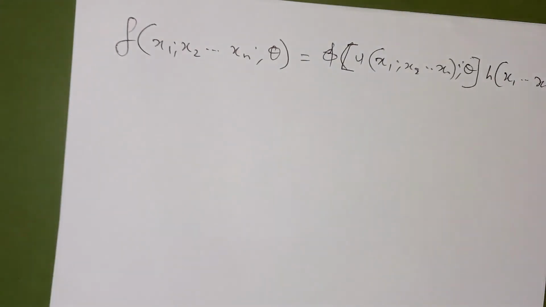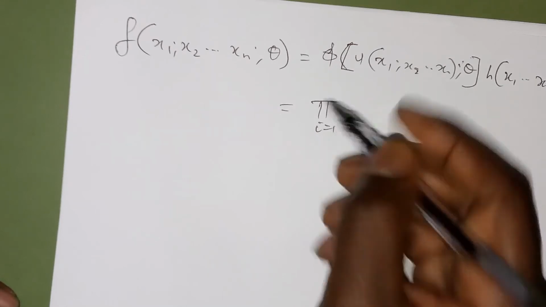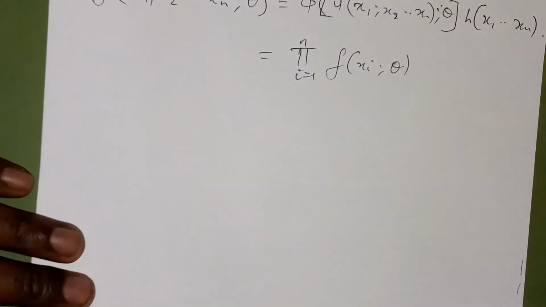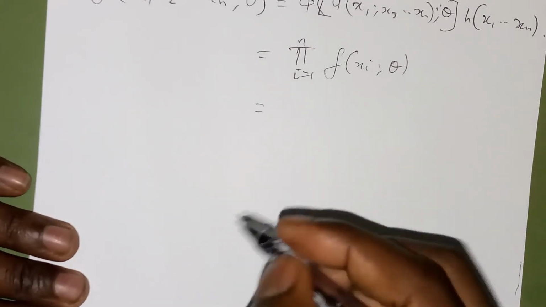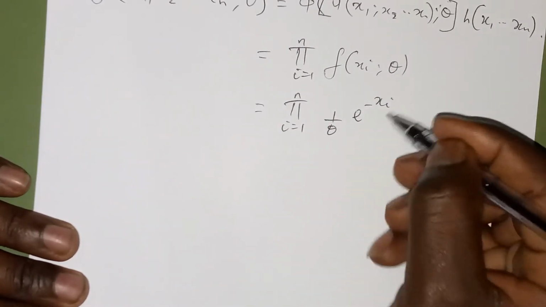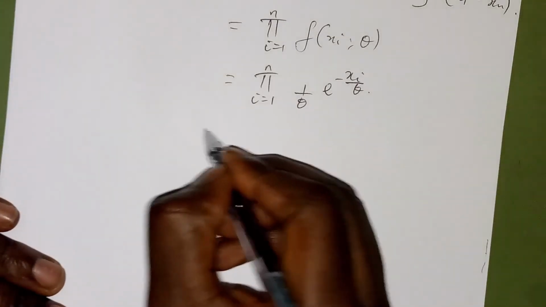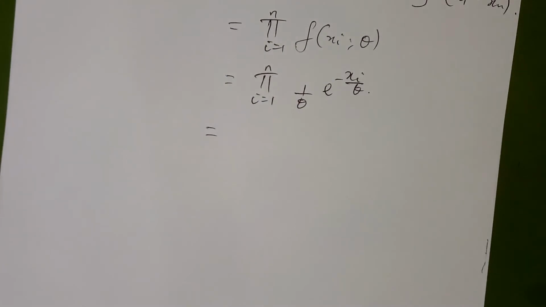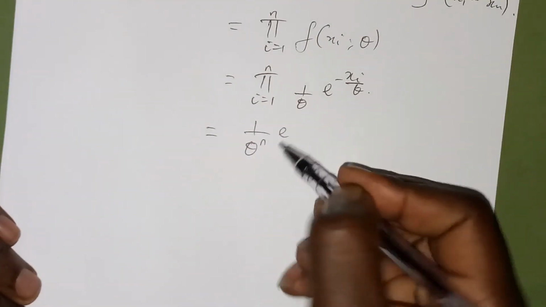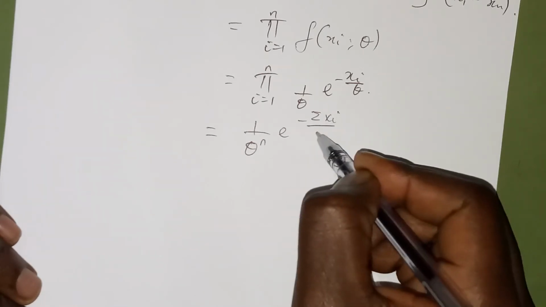All right, so we know the exponential distribution. By independence, we have the product from i equals 1 to n of our f of xi depending on theta, and the pdf for the exponential distribution says 1 over theta e to the negative xi over theta. So let's work with this and try to separate it into two components. Here we have 1 over theta to the power n, e to the negative summation of xi over theta.